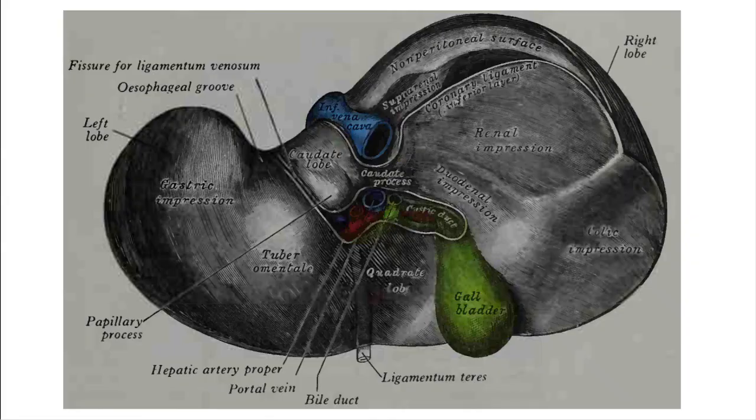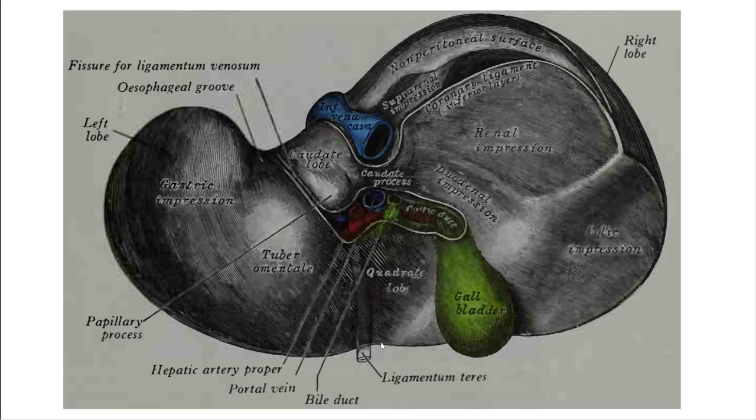So starting from another view, another diagram showing the inferior surface of the liver. This part is related to the fundus and body of the stomach. This part is related to the tuber omentale of the superior border of the pancreas. There is an intervening cavity of the lesser sac and the lesser omentum in between the tuber omentale of pancreas and the tuber omentale of liver.